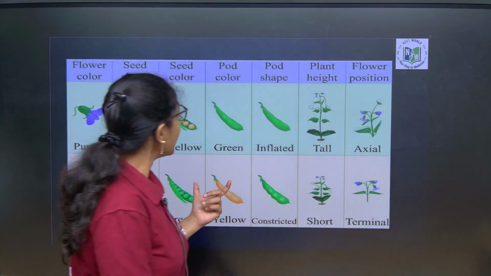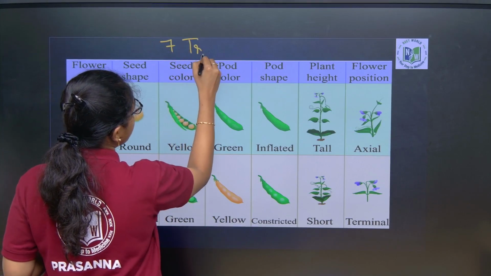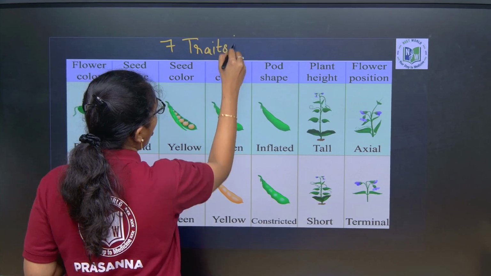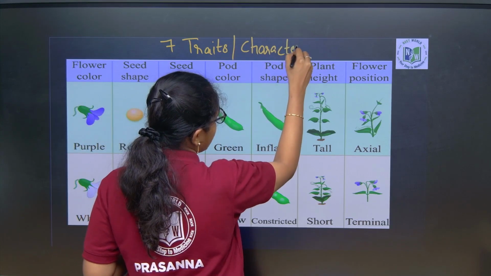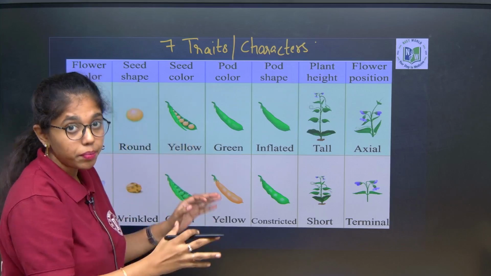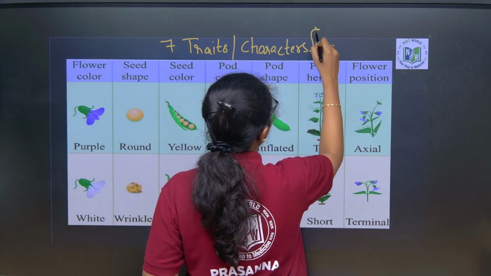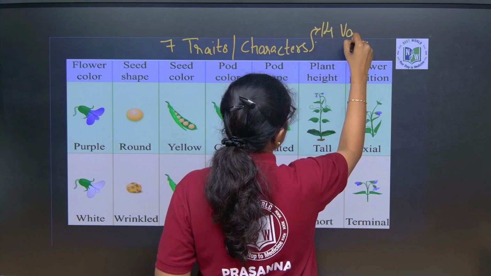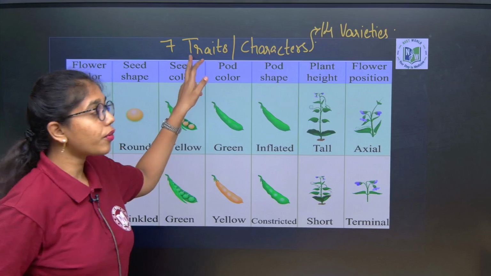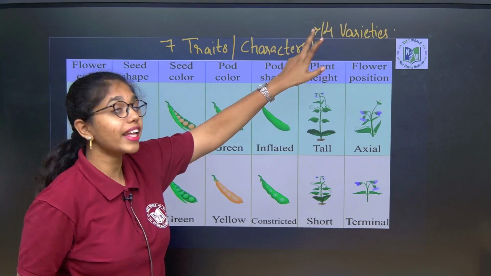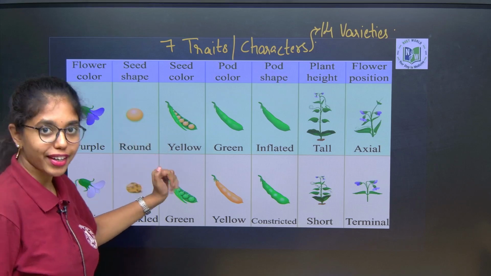And then if you see, Mendel has taken 7 traits or characters from Pisum sativum, of which, if the question is how many varieties, then you have to opt for 14 varieties. Okay, 7 traits or characters and 14 varieties you have to opt for. What are those 7 traits or characters?